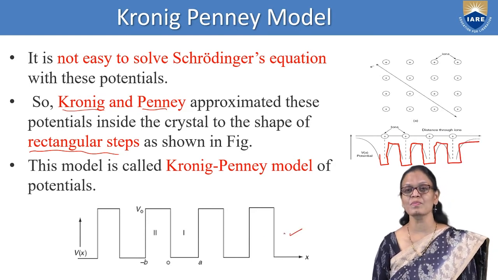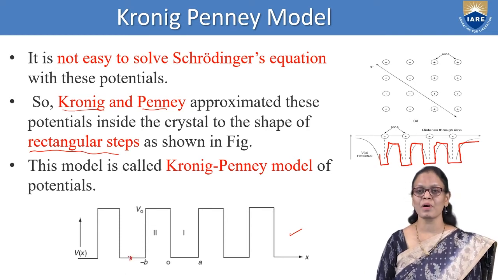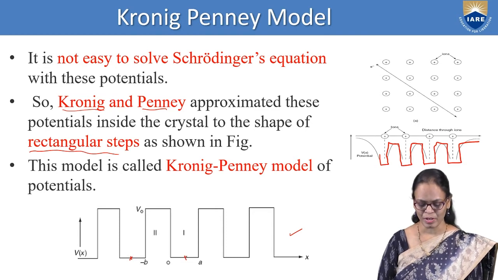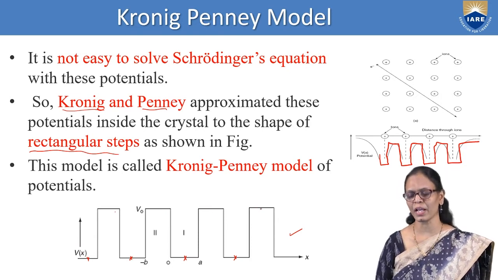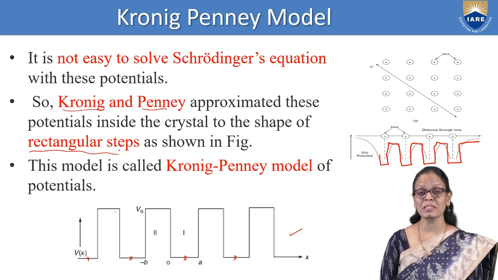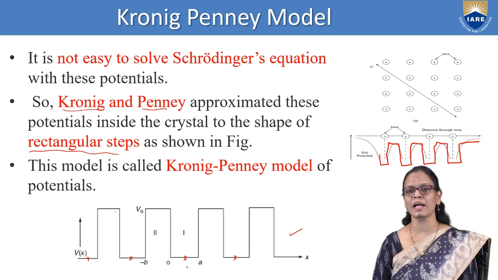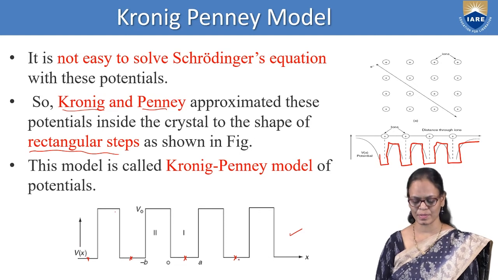So that is what we are trying to see here. If you have a positive ion here, the potential is minimum. Positive ion, potential is minimum, minimum. And in between two positive ions, the potential is maximum. Okay. So whatever was represented here, Kronig and Penney have modified it into rectangular steps because it becomes easy for us to solve the Schrodinger equation with this type of model. So they have assumed it to be in rectangular steps.